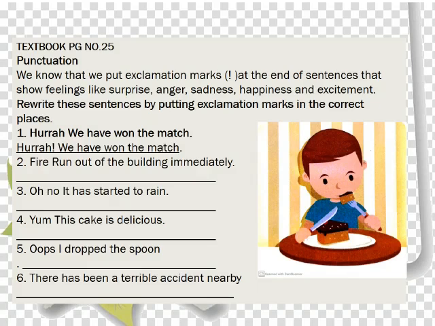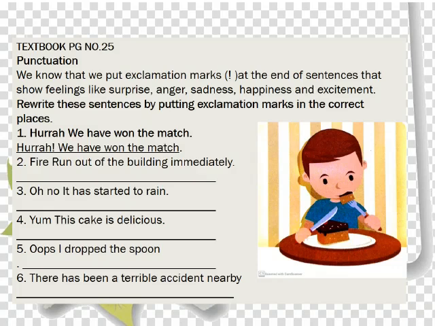The first one is, hurrah, we have won the match. We put the exclamation mark after the word hurrah. The second question is, fire, run out of the building immediately. We put the exclamation mark after the word fire. The third question is, oh no, it has started to rain. We put the exclamation mark after the words, oh no.